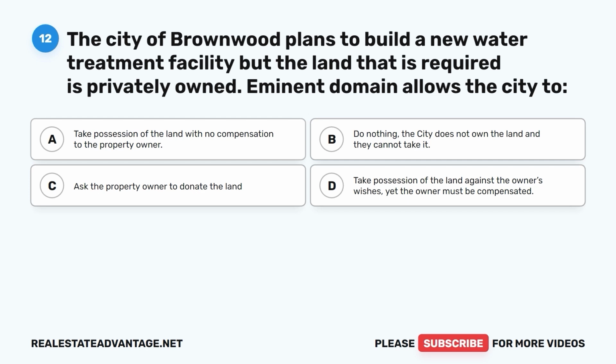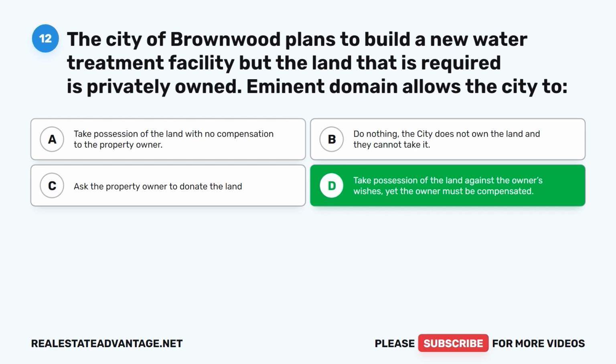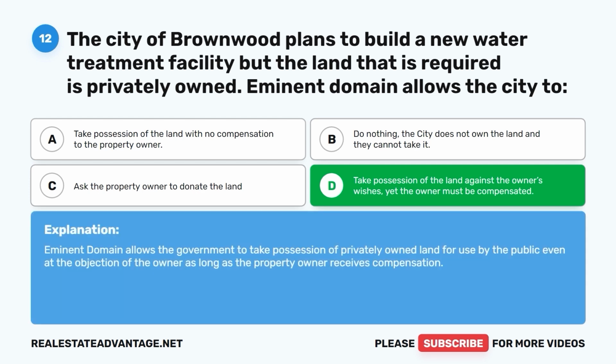The correct answer is D. Take possession of the land against the owner's wishes, yet the owner must be compensated. Eminent domain allows the government to take possession of privately owned land for use by the public, even at the objection of the owner, as long as the property owner receives compensation.